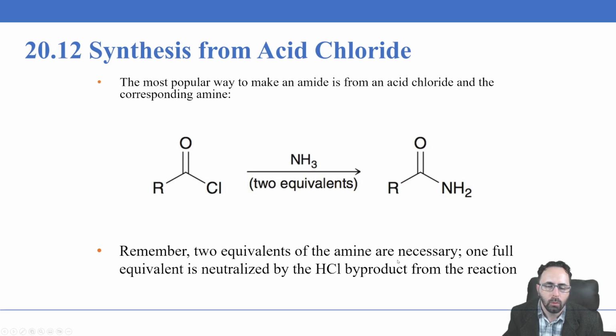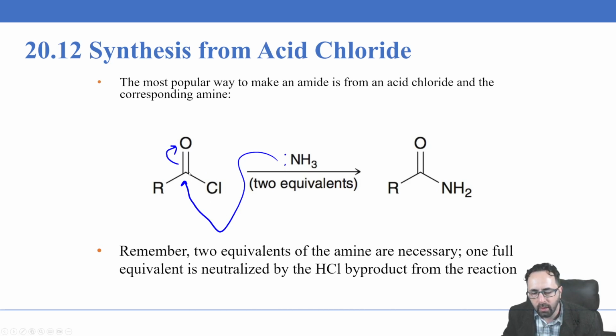So first of all, we saw how we could produce amides by the reaction of acid chlorides with two equivalents of ammonia, where ammonia behaves as the nucleophile, and the reaction begins with the nucleophilic attack of the ammonia on the electrophilic site here, the carbon attached to the oxygen, the carbonyl. And remember that two equivalents are necessary because one is required to attack and the other one is neutralized by the HCl byproduct here.